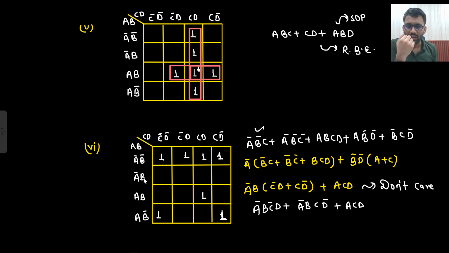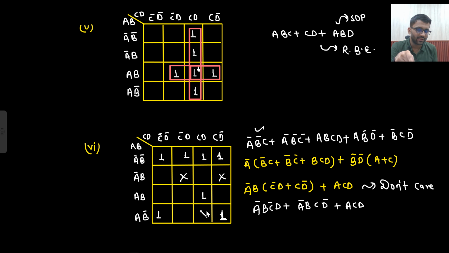A bar B, A bar B C bar D, A bar B C D bar, A C D. There you go. Okay, A C D. So now you need to reduce it. Wait a second. What did I do? Okay. This is A C D. No, A C D. Here you can see A, and here you can see C D.